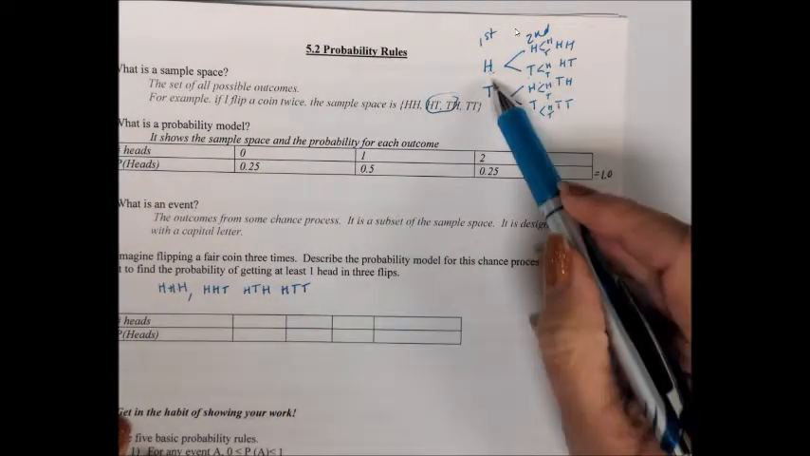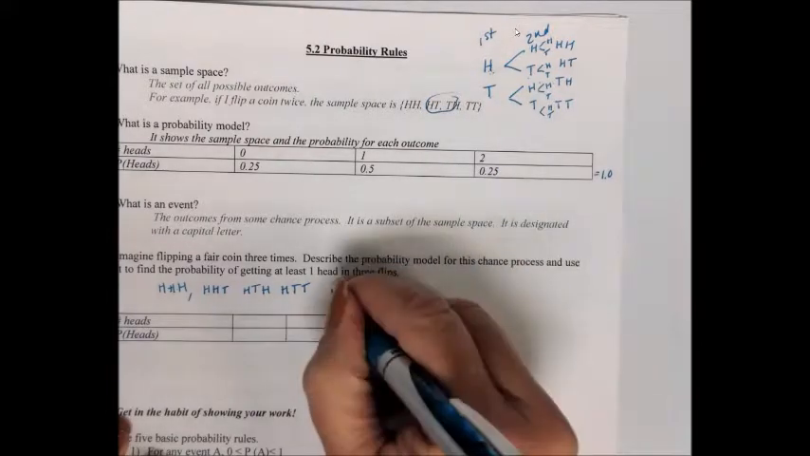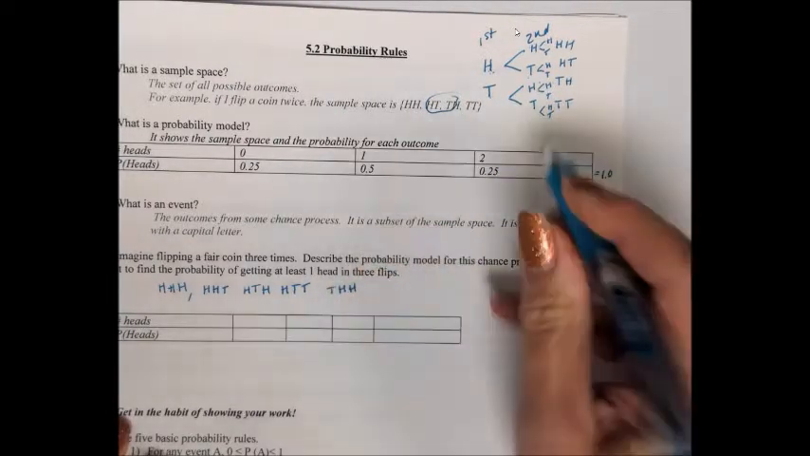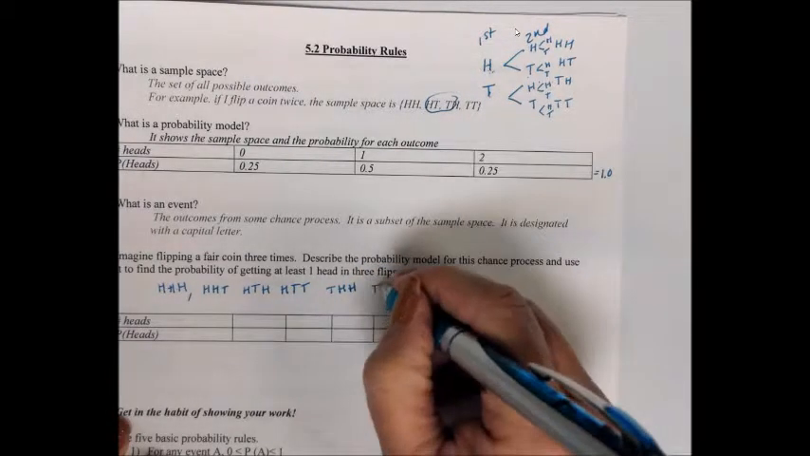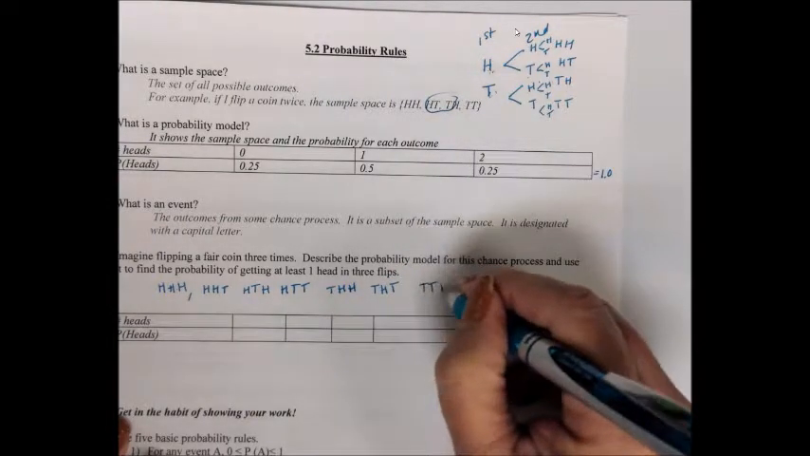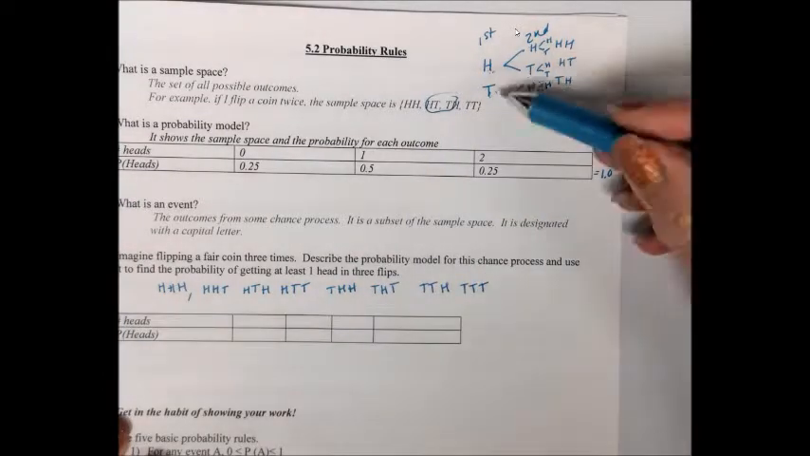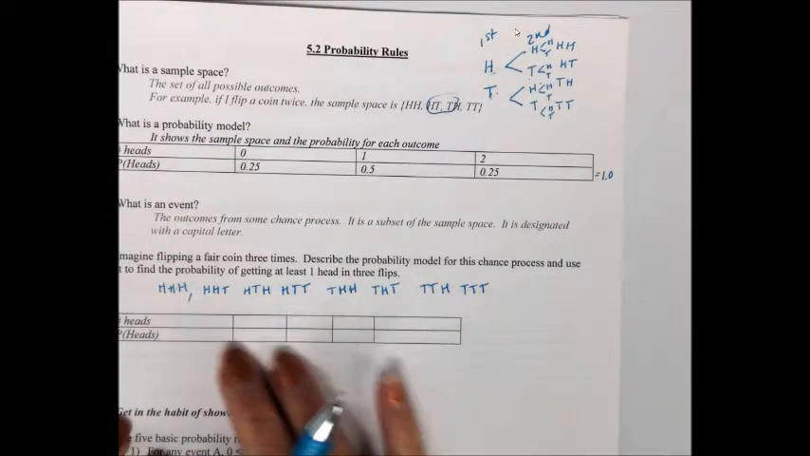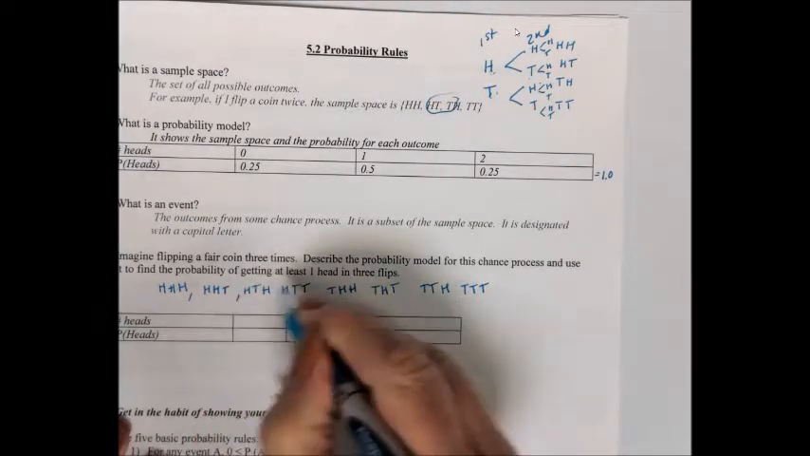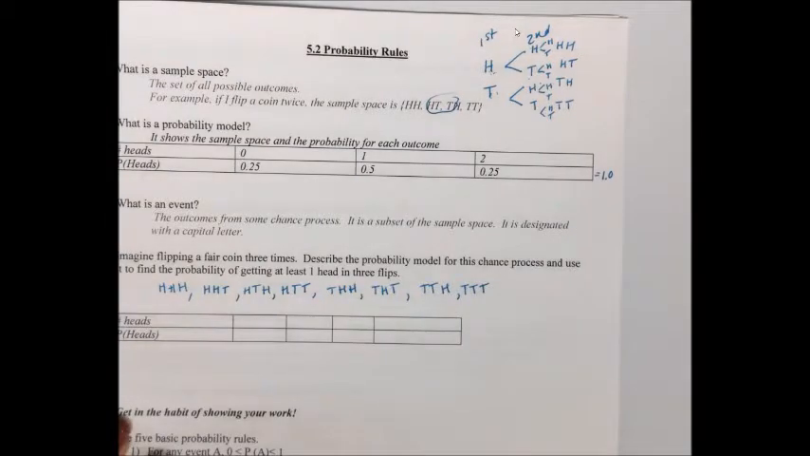And then I've done all I can there, so now I'm going to go to this one. Tails, heads, heads. Tails, heads, tails. Tails, tails, heads. Tails, tails, tails. So I just follow the branches, and I try to think it out this way too, but I don't jump around. There is a process so that I don't skip anything.